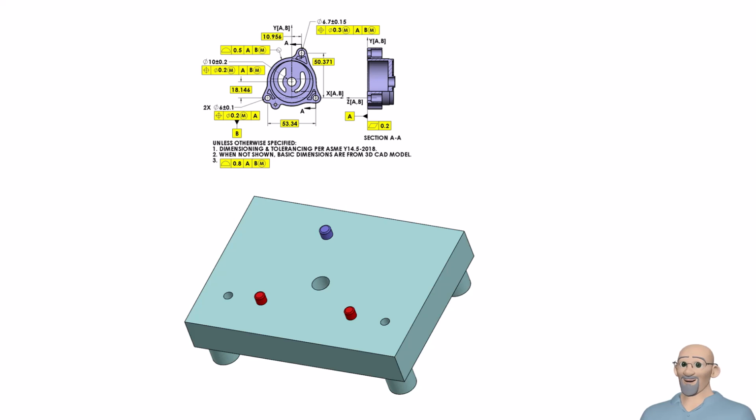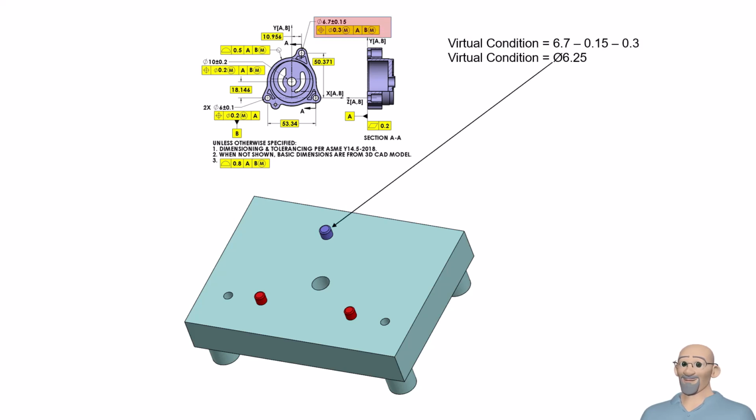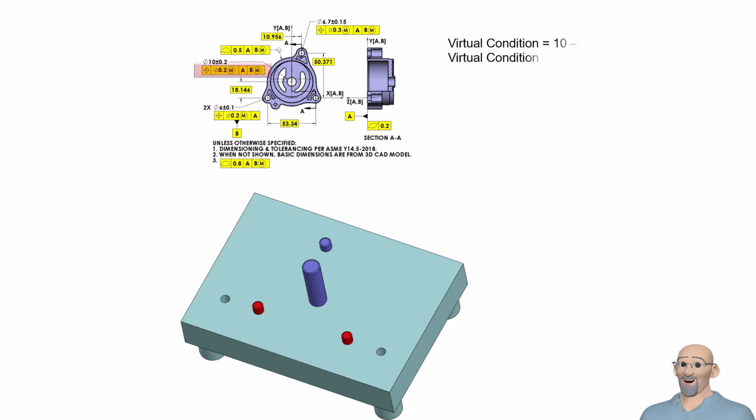If we were to add 2 additional pins at their virtual condition sizes to this gauge, the datum feature simulator set is now a functional go gauge. What are those virtual condition sizes? Diameter 6.25 millimeters for the 3rd mounting hole and diameter 9.6 millimeters for the center hole.